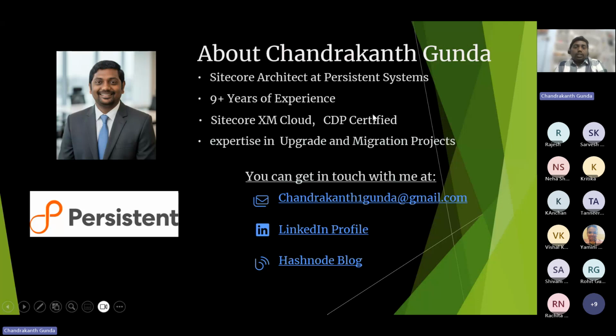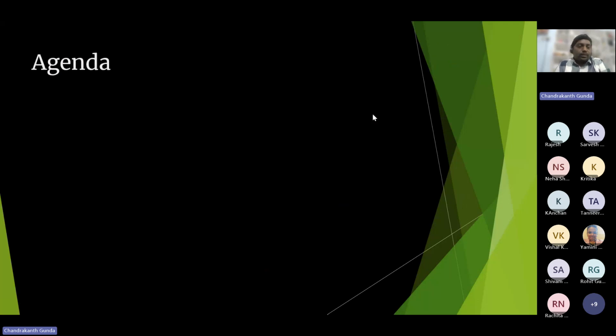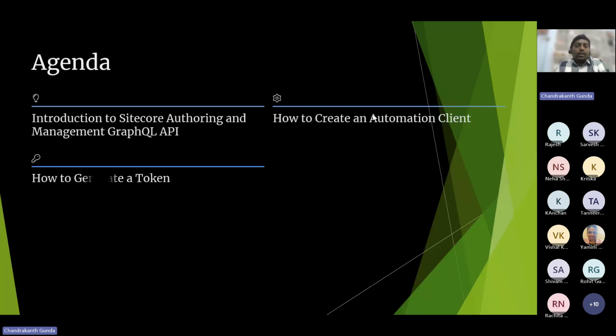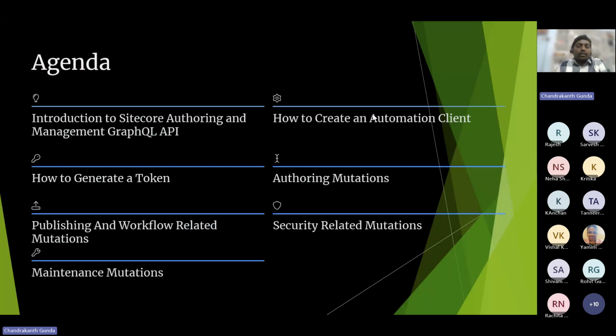Moving to the agenda of the meeting today. So today I will be giving a brief introduction about what exactly Sitecore Authoring and Management API is, and then I will be explaining how we create an automation client, then how we generate a token, then we'll explore different mutations that are available in the authoring API. Then we will be focusing on certain use cases where this authoring API can be applied.